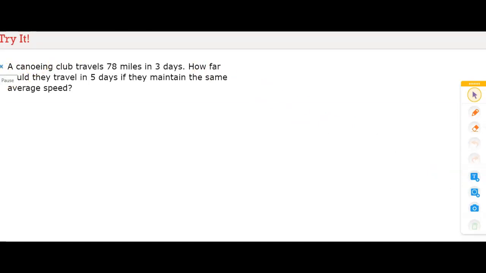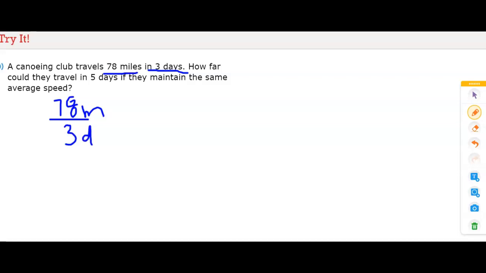A canoeing club travels 78 miles in 3 days. How far could they travel in 5 days if they maintain the same average speed? Our ratio would be the 78 miles in 3 days. How far could they travel in 5 days? So we write our ratio. I'm going to write it as a fraction. So 78 miles, I'm just going to put an M, over 3, D for days.